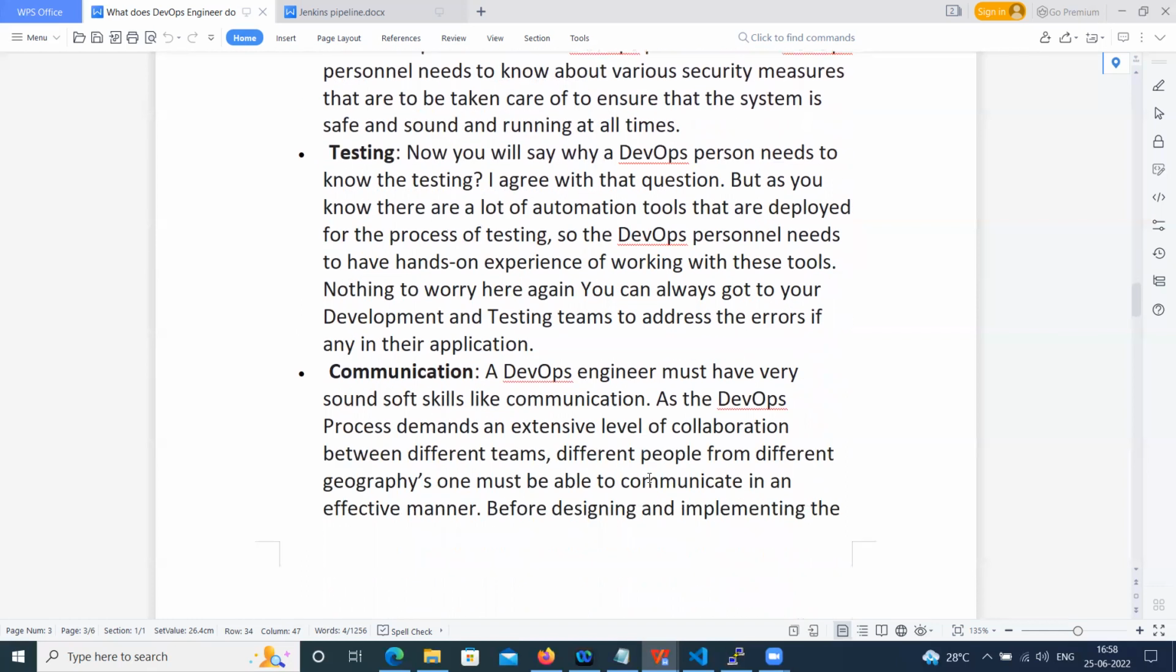So you should have this configuration knowledge. And then last, you should have the communication skill to interact with, like we discussed at the start, in DevOps we have people, process, and technology. So we have to communicate with all the teams, and explain what you have done. For this you should have communication skill. A DevOps engineer must have very sound soft skills like communication. The DevOps process demands an extensive level of collaboration between different teams, different people from different geographies. So one must be able to communicate in an effective manner.